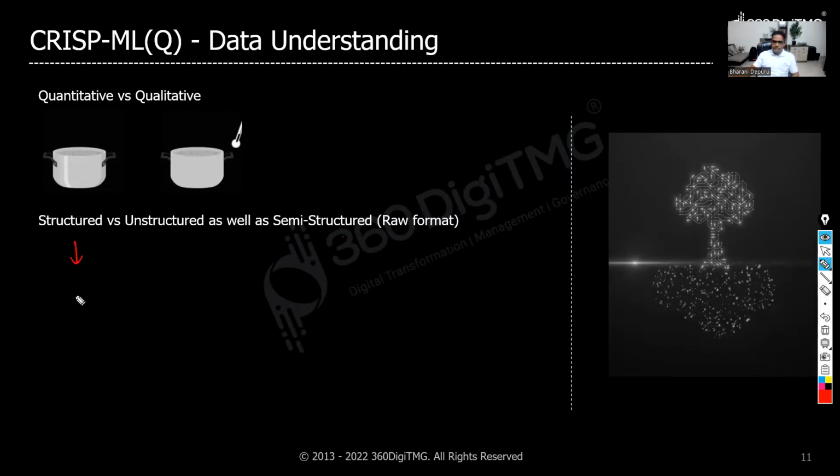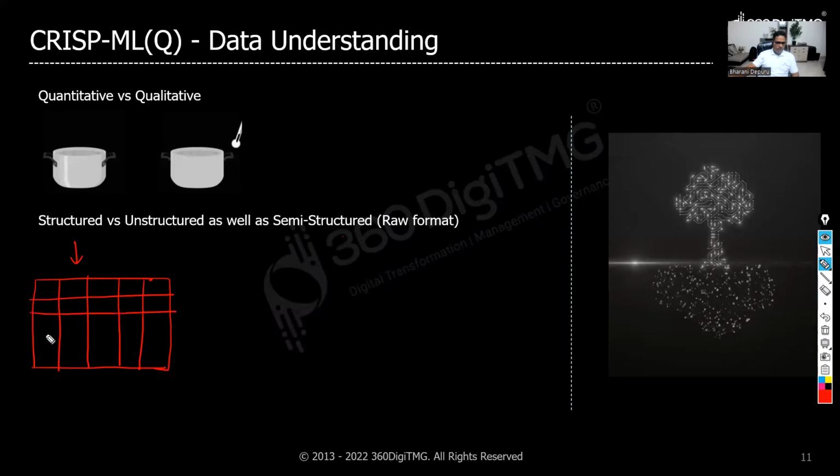Structured data is that data which can be represented in a nice tabular format. It could be a simple Excel file or CSV file or any tabular file. If you can arrange the data in a nice structured format in rows and columns, then that's called structured data. Structured data is that data which can be arranged in rows and columns in its raw state.